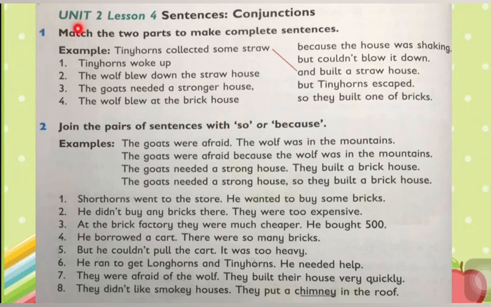Let's start the exercise. Unit 2, Lesson 4. Sentences. Conjunctions. Question number 1. Match the two parts to make complete sentences. An example has already been done for you. Example: Tiny Hans collected some straw and built a straw house.